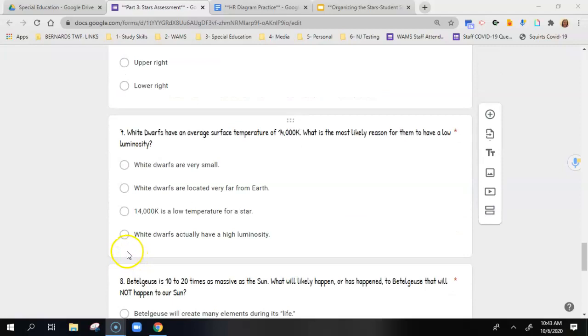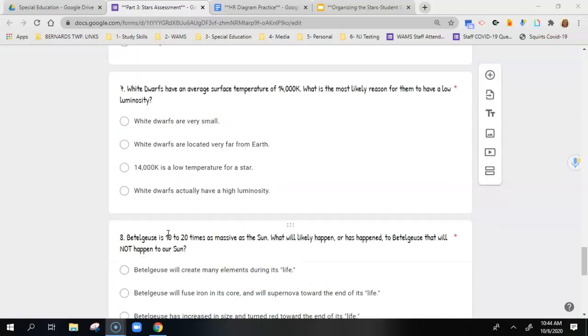Number 7. White dwarfs have an average surface temperature of 14,000 degrees Kelvin. What is the most likely reason for them to have a low luminosity? A. White dwarfs are very small. B. White dwarfs are located very far from Earth. C. 14,000 degrees Kelvin is a low temperature for a star. Or D. White dwarfs actually have a high luminosity.